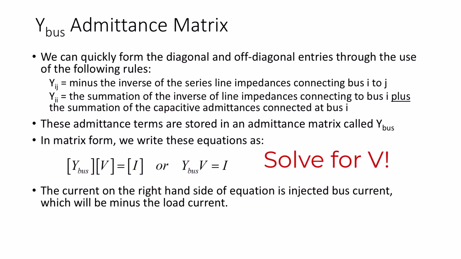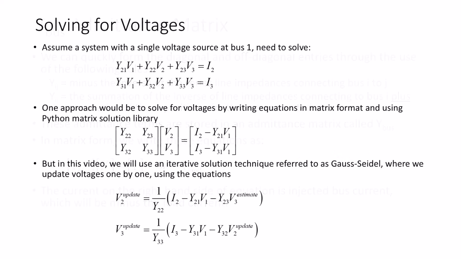So given that we know Ybus and I, we then need to solve these matrix equations for V. To solve for the unknown voltages for our 3-bus system, we start with the two equations with unknowns V2 and V3. Note V1 is fixed at the ideal source voltage. Using estimates of I2 and I3, we could solve for V2 and V3 by using a Python matrix solution library. However, in this presentation, we will use an iterative solution technique referred to as Gauss-Seidel.